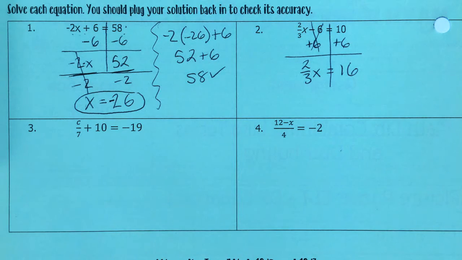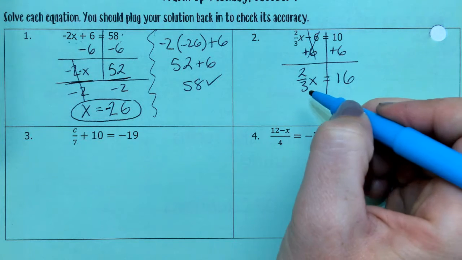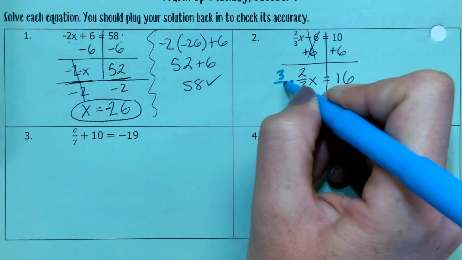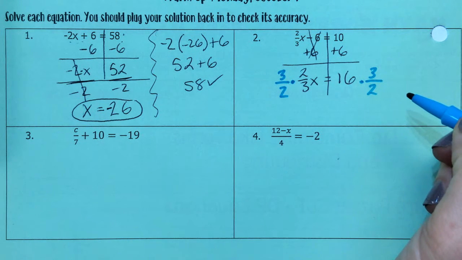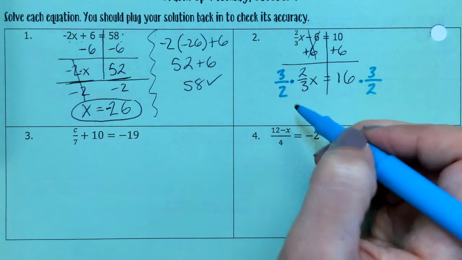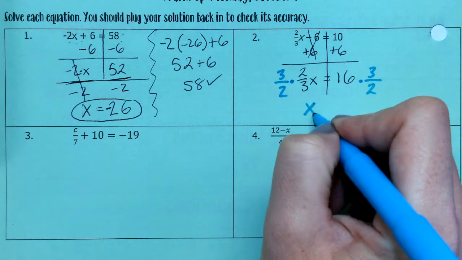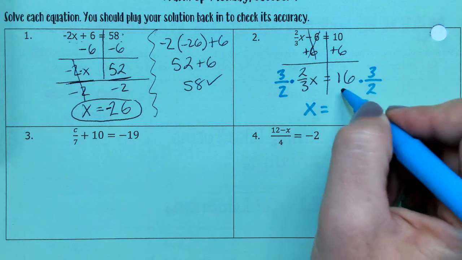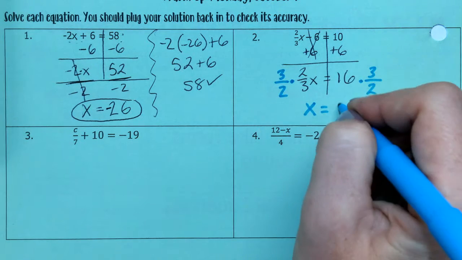When you have fractions, to get rid of a fraction, you could divide both sides by 2/3, but dividing is the same as multiplying by the inverse, and that makes it easier so you're not working with decimals that will give you estimated answers. 3/2 times 2/3 is 6 over 6, which is 1. 16 times 3/2. 16 times 3 is 48. That divided by 2 is 24.